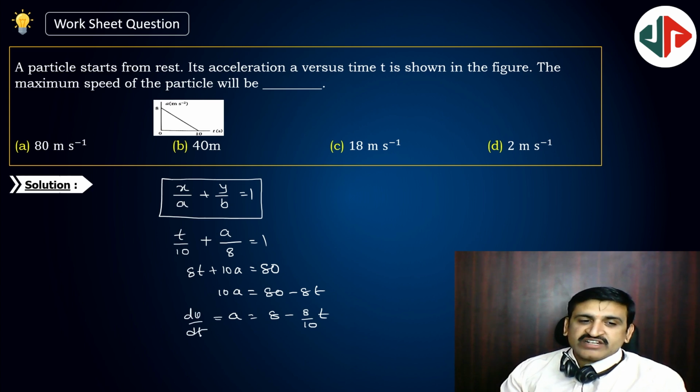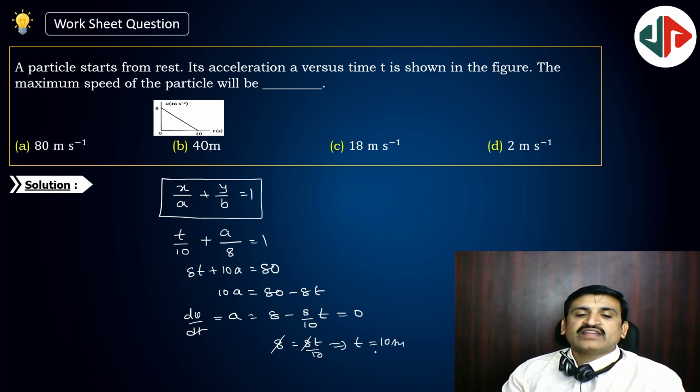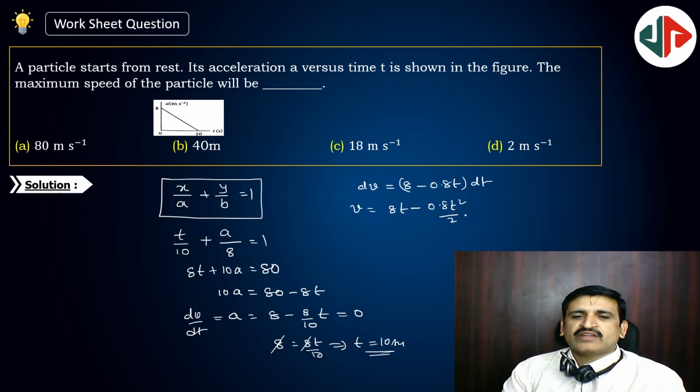Velocity is already differentiated, so I got this. If I equate it to 0, then I will get 8 is equal to 8t by 10. 8 gets cancelled, which implies t is equal to 10 seconds. Now on integration, I will get the velocity expression, and there I can substitute this 10 seconds. So on integration, dv is equal to 8 minus 0.8t dt. Its integration will be v is equal to 8t minus 0.8 t square by 2, that is equal to 8t minus 0.4 t square. Now substitute t equal to 10 seconds.